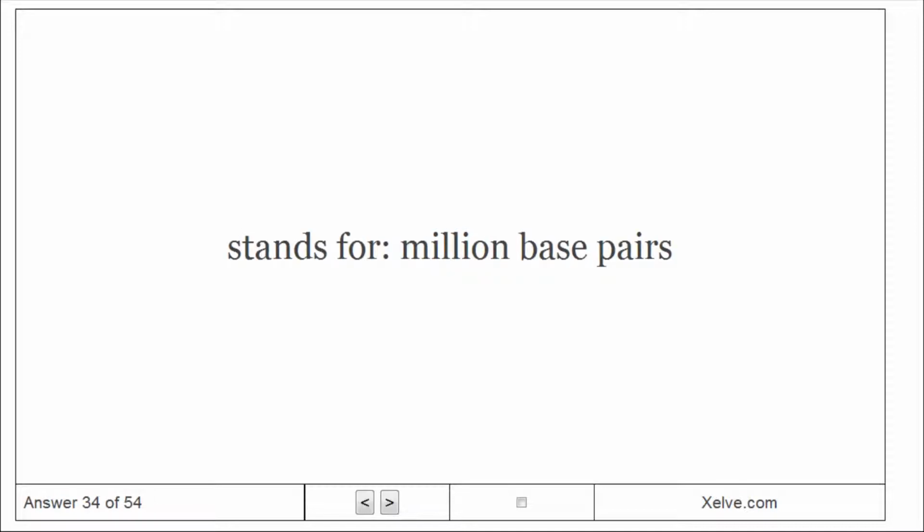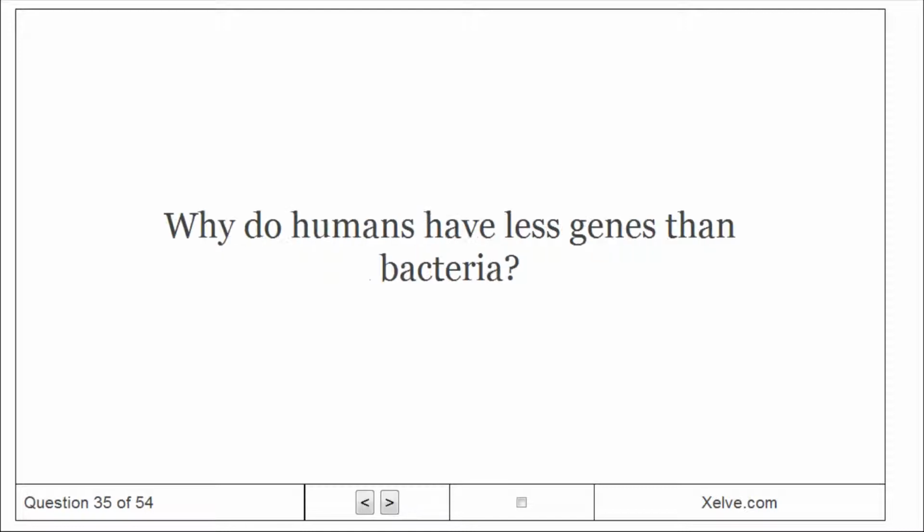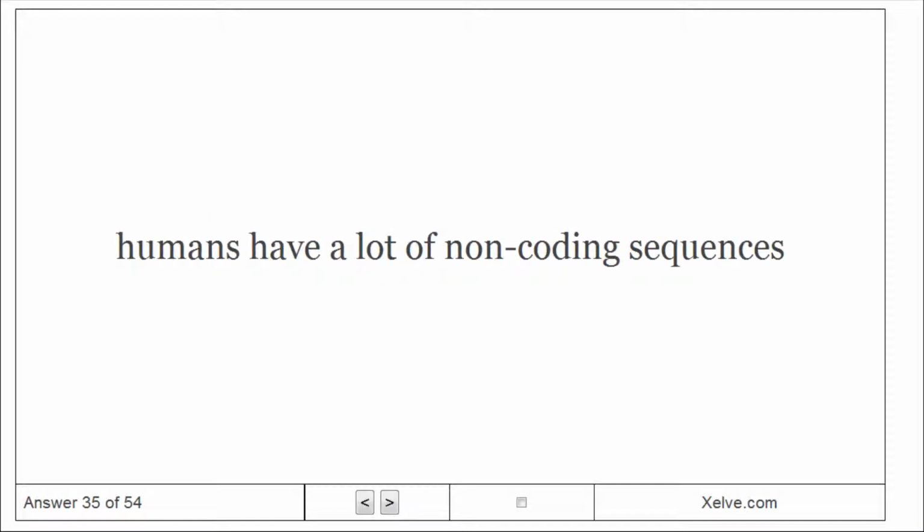MB stands for million base pairs. Why do humans have fewer genes than bacteria? Humans have a lot of non-coding sequences.